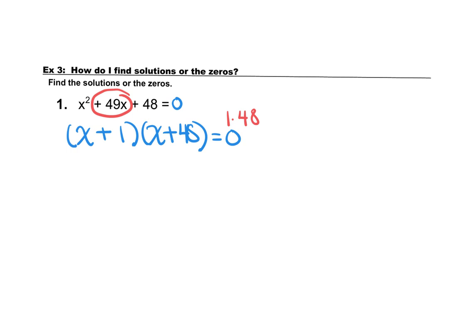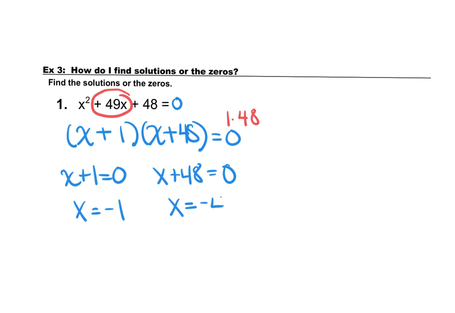And so once you've got it factored, now we have these two equations. I have x plus 1 is equal to 0, and I have x plus 48 is equal to 0. And then I'm just going to subtract the 1. x is going to be equal to negative 1. And I'll subtract the 48, and x is equal to negative 48. And there are my two solutions.